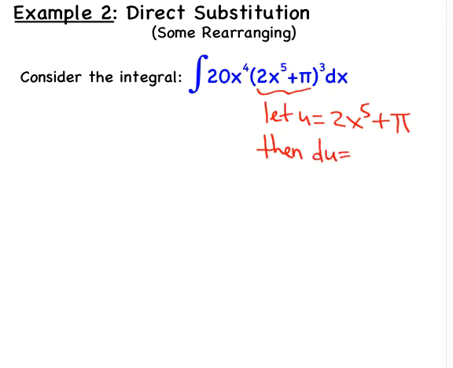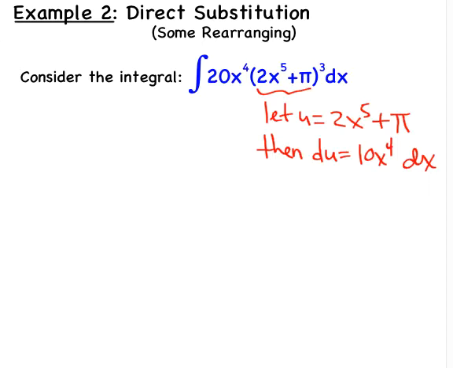Then du, we said we want to just do this streamlined now. We don't want to prove it, just find the derivative and attach a dx to it. So the derivative of 2x to the 5th is 10x to the 4th. The derivative of pi, since it's a constant, is 0. And then we attach our dx.